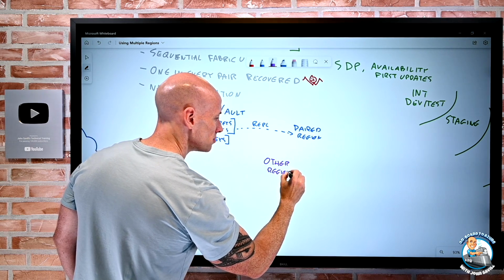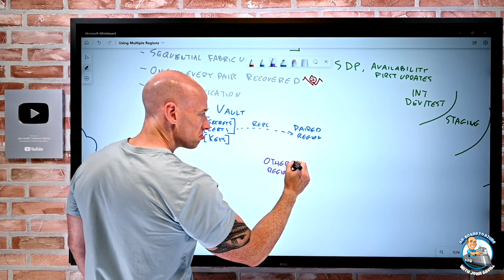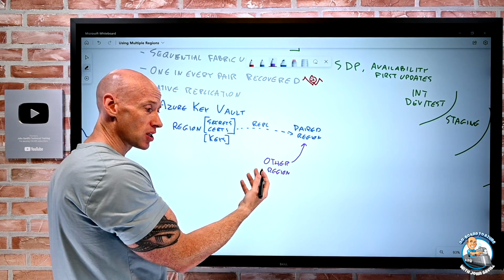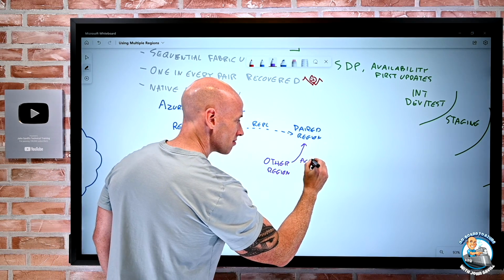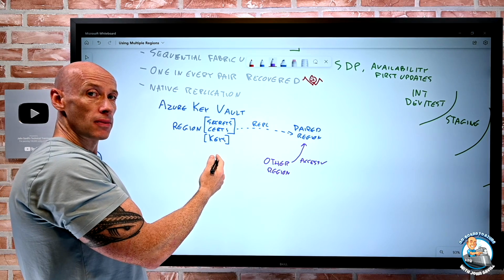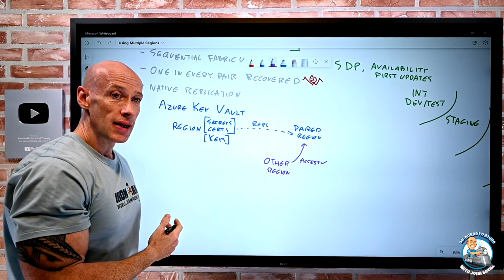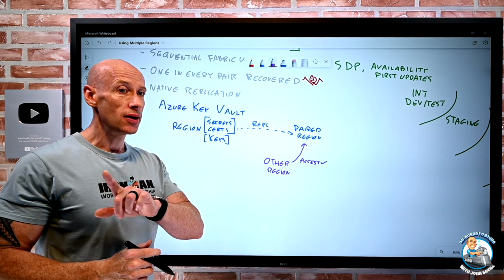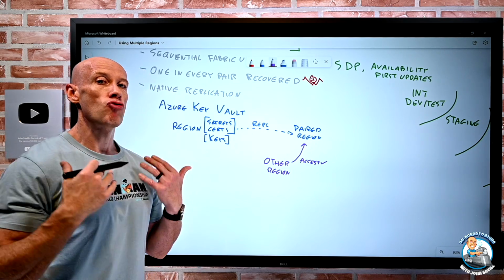Well, remember, my other region could still go to the paired region for most services, and I have access. So I could still go and read the certificate. I could read the secret. I could maybe use the key. Now, depending on the service, sometimes the key vault has to be in the same region as the service.